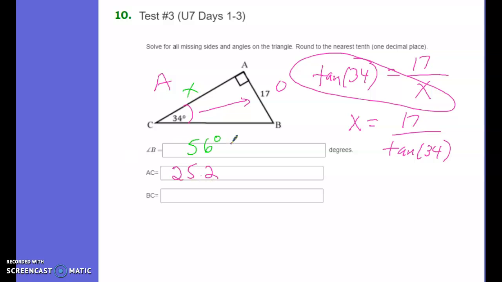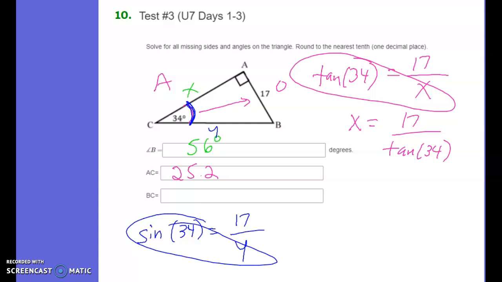And the last side is BC, and I'll put that in blue right here, and I'll call that Y. I'm going to reference the same angle using this 34, and I'll still use the 17. So the 17 is still opposite, and Y is the hypotenuse. Opposite and hypotenuse, that gives me the sine function. I will be using the sine of 34 degrees. That equals opposite over hypotenuse, which we don't have.